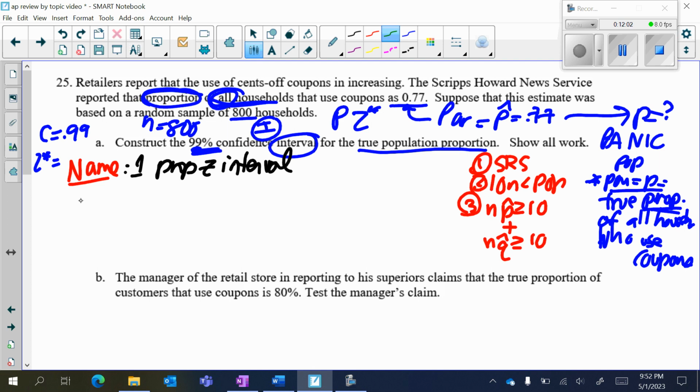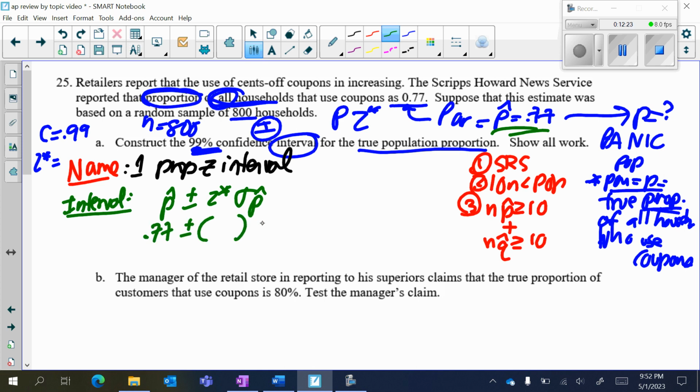So now we're going to do the interval step. So remember the interval step is statistic, which in this case is P hat, plus or minus Z star times sigma P hat, which is the standard deviation or standard error of that statistic. So P hat was reported to be 0.77 from the sample. The Z star you would plug in, and the sigma P hat is the square root of P times 1 minus P over N. Now, if you don't have P, you have to use P hat in its place, and that's why it becomes the standard error instead of the standard deviation.